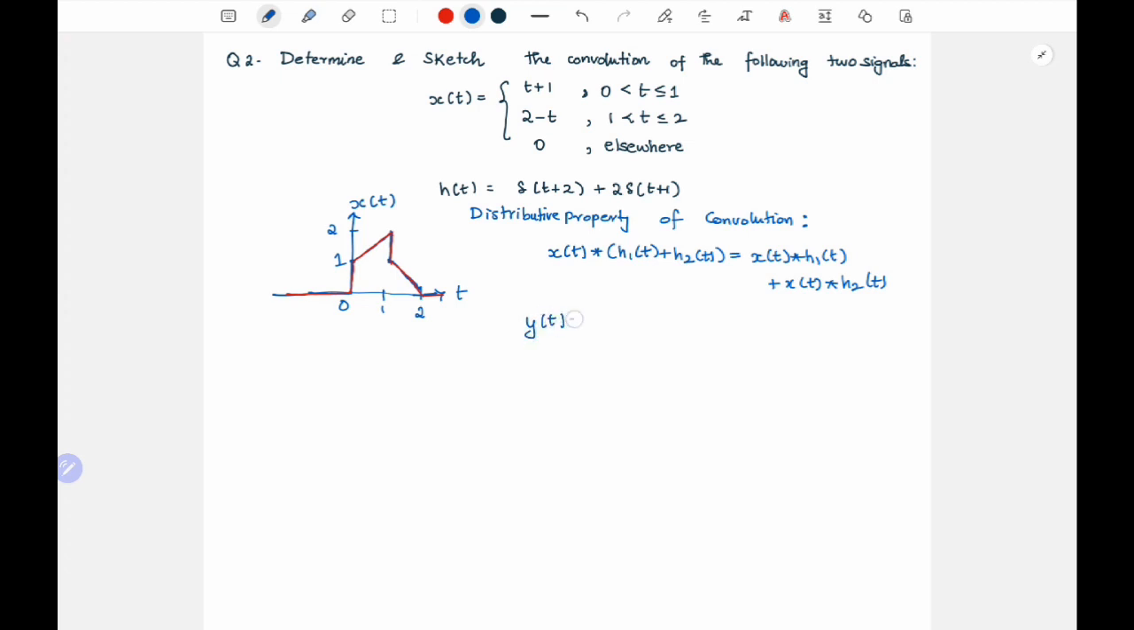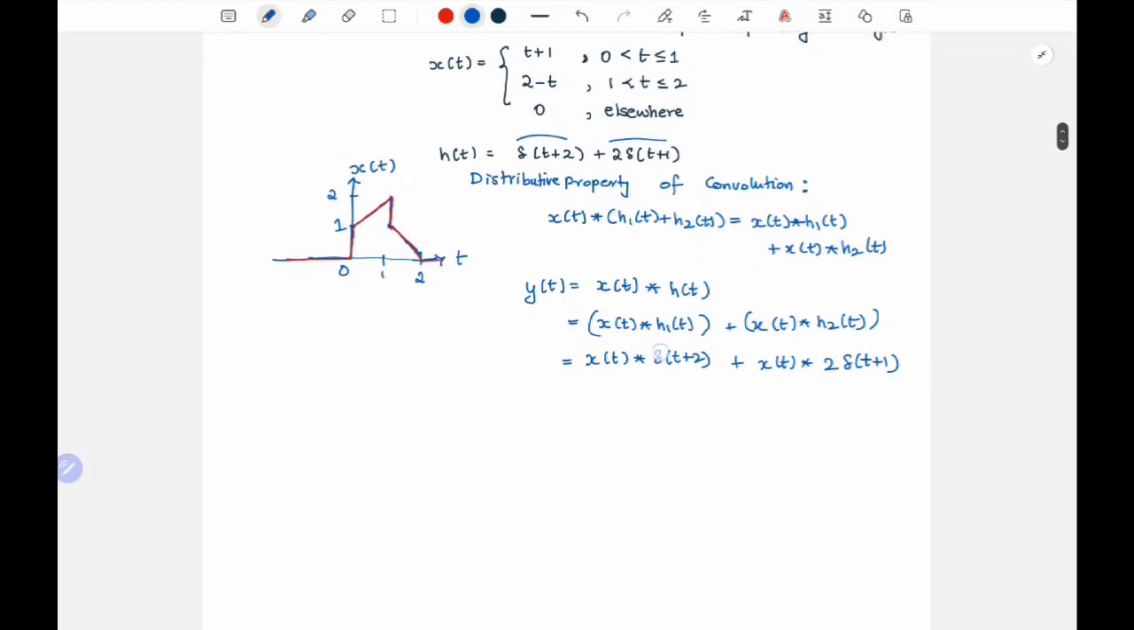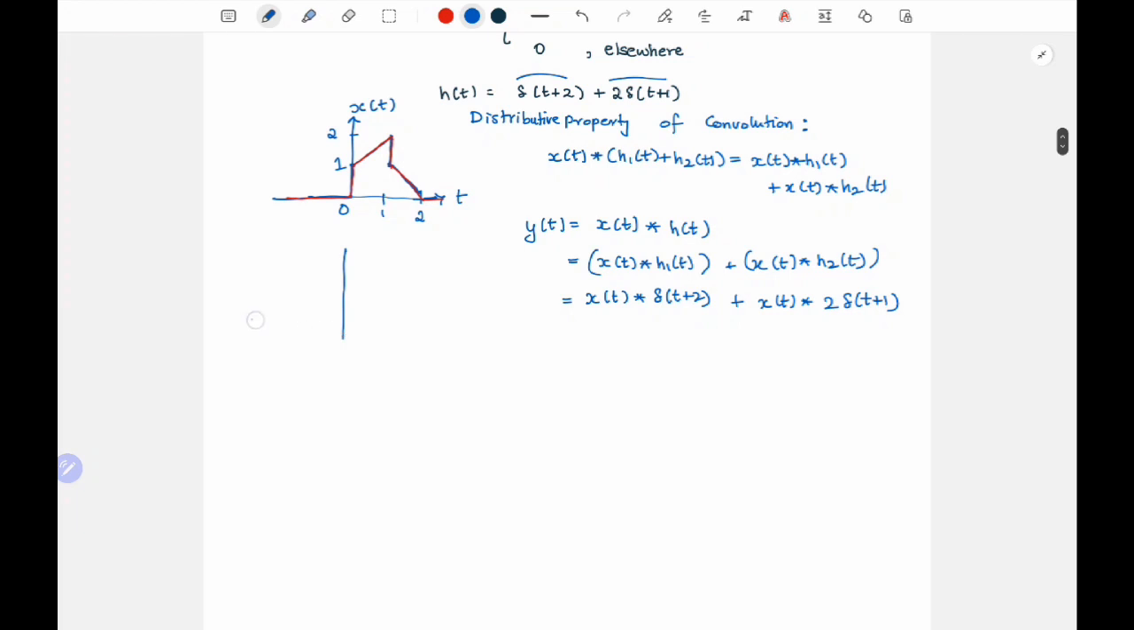So let's take y of t, which is nothing but x of t convolved with h of t, right? So if we take this as h1 and h2, then y of t will be x of t convolved with h1 of t plus x of t convolved with h2 of t, right? And h1 of t is nothing but delta of t plus 2. So this is x of t convolved with delta of t plus 2 plus x of t convolved with 2 delta of t plus 1. So we know delta of t plus 2 is just a shift, right? Shifting property. So this is directly we can write as x of t plus 2 plus 2 times x of t plus 1. So now what we are going to do is, graphically, find x of t plus 2 and x of t plus 1 and then add them in this way.